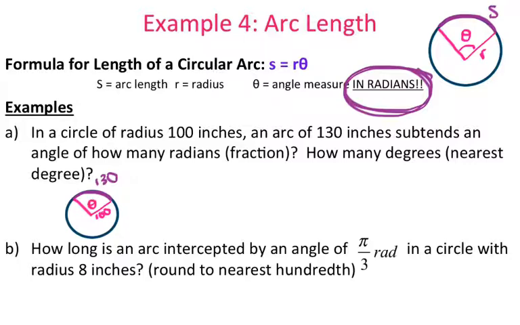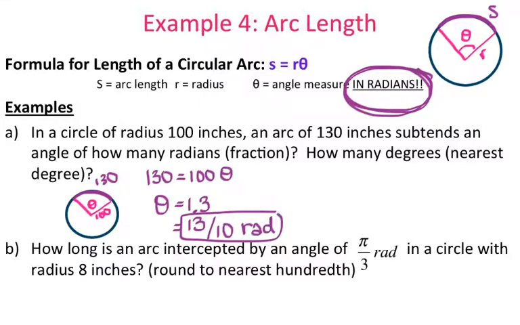So let's plug in what we know. My arc length is 130. My radius is 100. And what I'm solving for is theta. So from here, I can divide both sides by 100. So 130 divided by 100 is 1.3. So my angle measurement is 1.3. It does ask for it as a fraction, so let's math frac that. So that is 13 tenths of a radian.